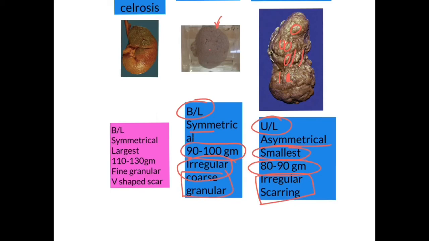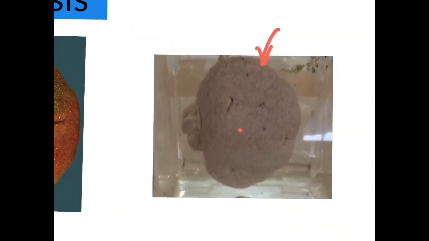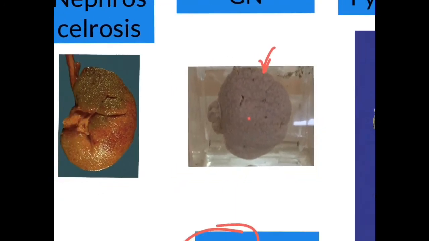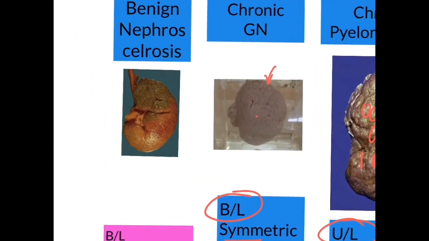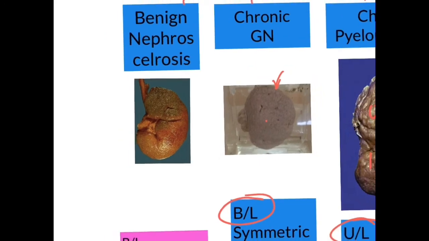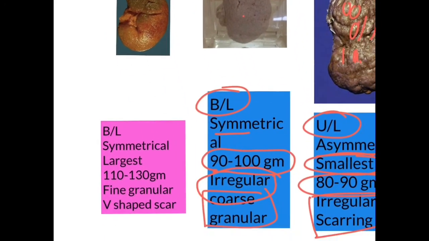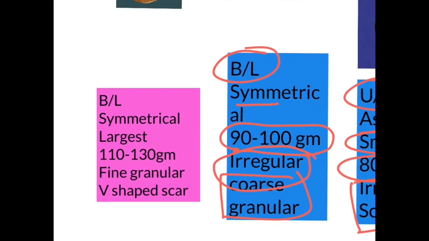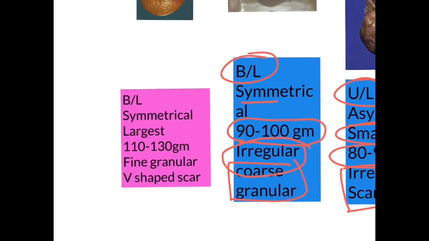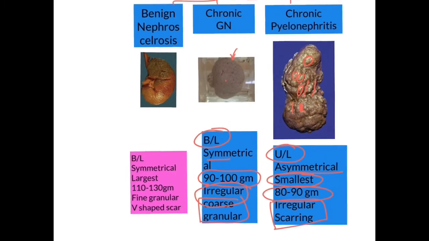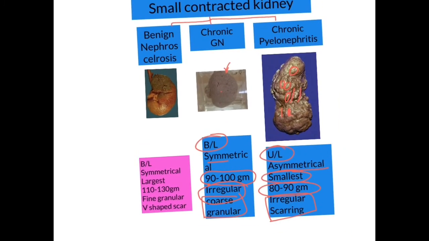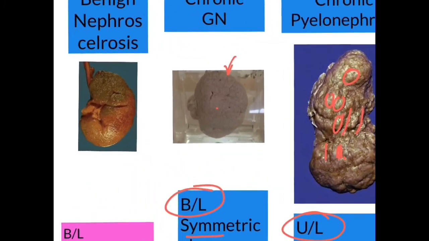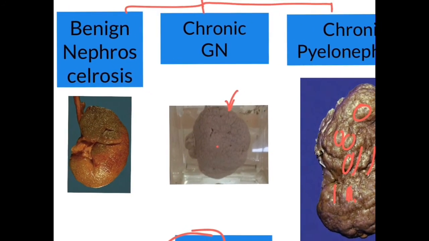If you see it in high power, sorry for the picture which is getting blurred, these granules are coarse. Whereas if granules are fine, then it becomes benign nephrosclerosis. I am not going into detail for benign nephrosclerosis, please read from general pathology, but this is bilateral, symmetrical, and one important thing, it is the largest one amongst the three small contracted kidneys. So these are the few morphological types of the kidney and the basic differences. Out of this, only one thing you have, that is chronic glomerulonephritis.